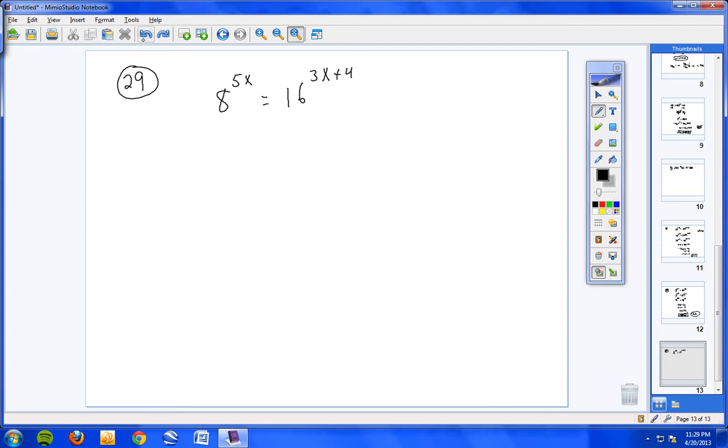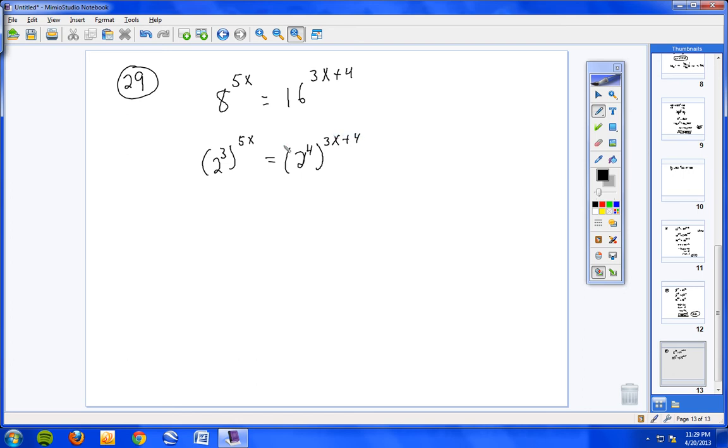But what we might be able to do is write both of these with a 2. Now, if you think about that for a second, that really does make sense. For example, for 8, I can write 2 to the third power. That's 8. And then bring down your 5x. For the 16, I could write 2 to the fourth power. You've got to learn to think this way, okay, students? It's not easy, but it's what you have to do to solve these.